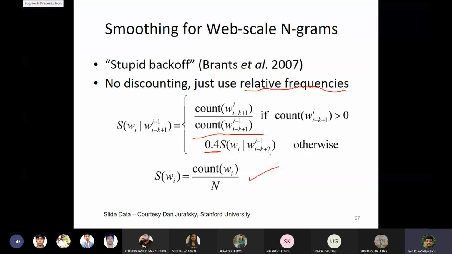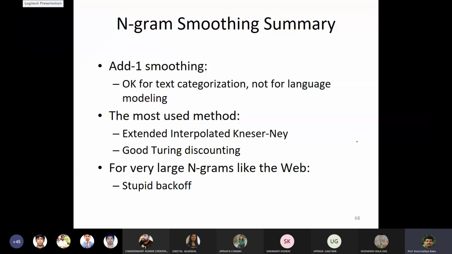So, n-gram summary: add-one estimate or add-one smoothing is okay for text generation and not for language modeling. The most used method is basically the Kneser-Ney method, extended interpolated Kneser-Ney. We also have another method like Good-Turing discounting. But for very large n-grams like the web, we can simply use the stupid backoff method.